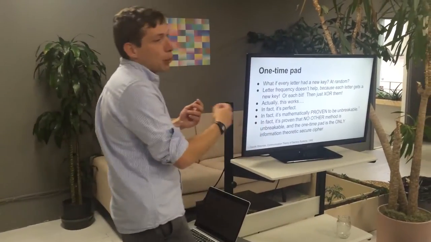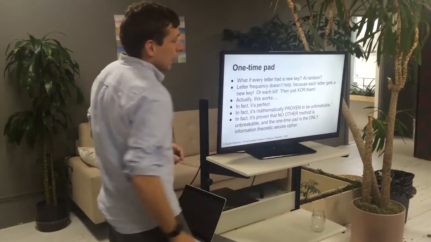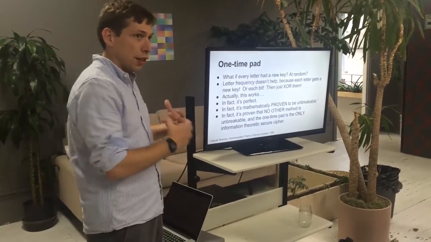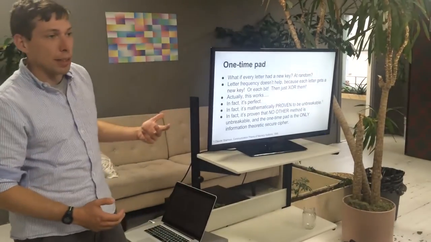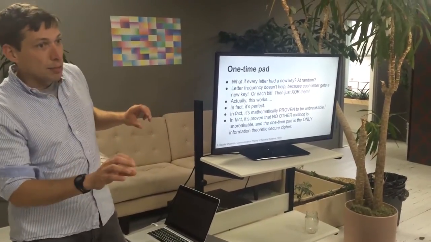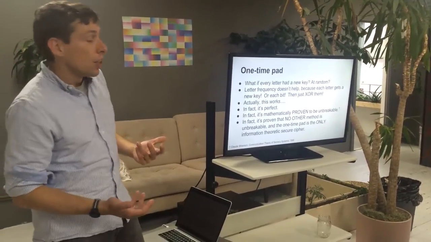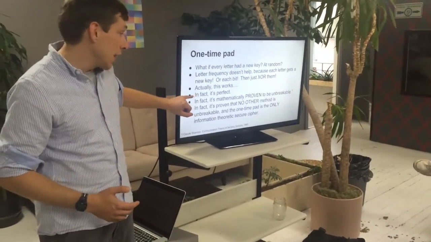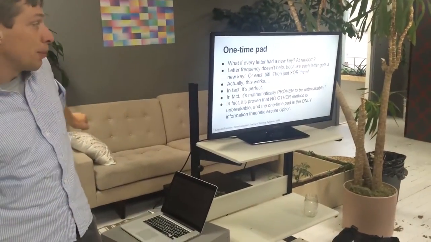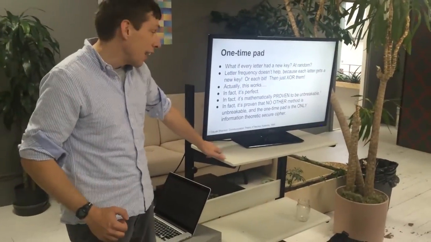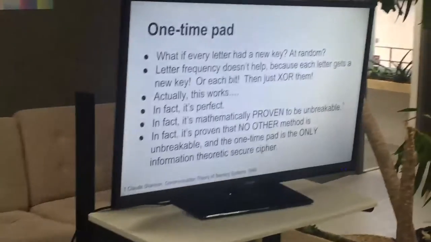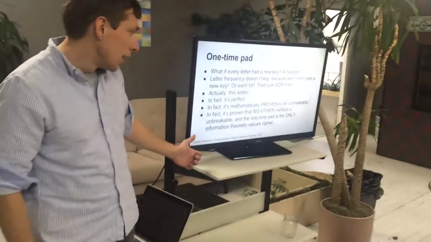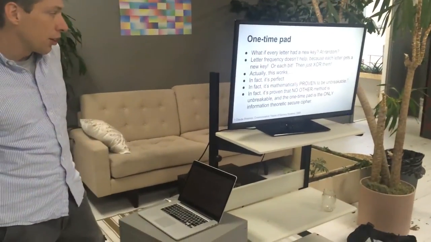So the idea is, the key is flip or not flip the following number of bits. And then my message, I take and I XOR with all those flip or not flip things. And as long as the other guy has the flip or not flip table, he can recreate my message. But since the two things are the same size and the flip or not flip table could be anything, you get no information about the message from the ciphertext. So actually, this works. And in fact, this is perfect. And it's mathematically proven by a really smart guy, Claude Shannon, to be perfect. And he proved that it's the only perfect method. There is no other cryptographic method that is equal to the one-time pad. That's what this is called. So this is the only information theoretic secure cipher, and it works.